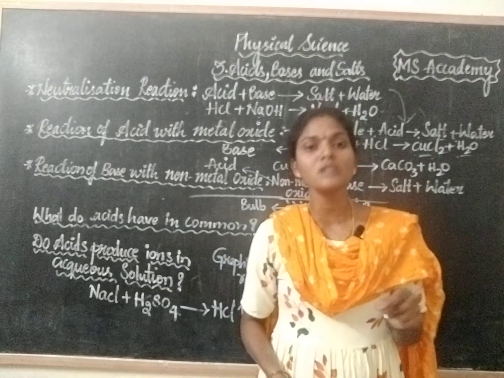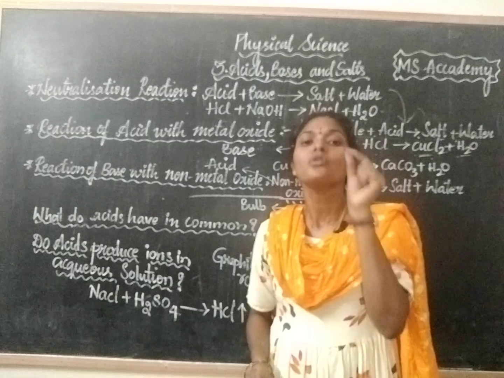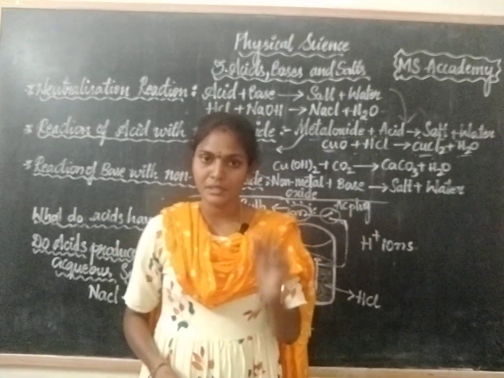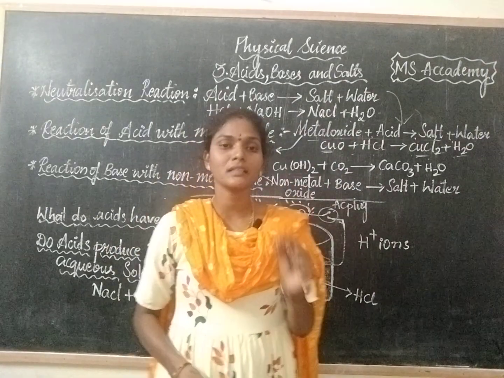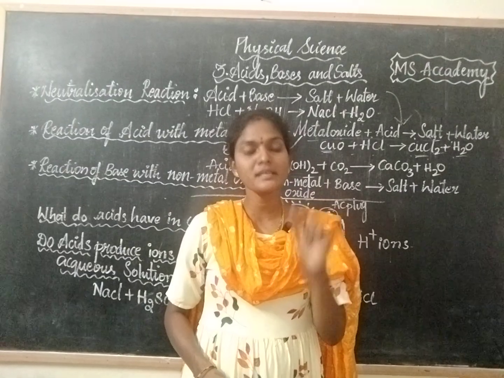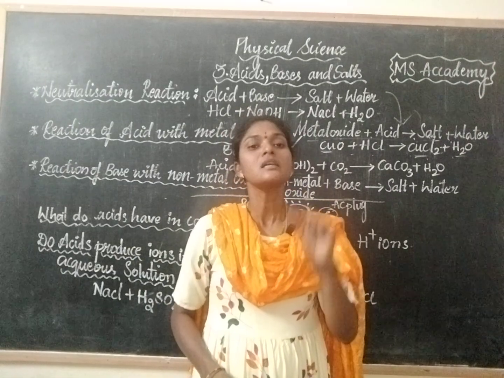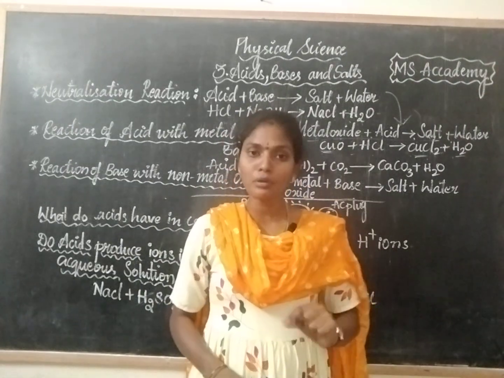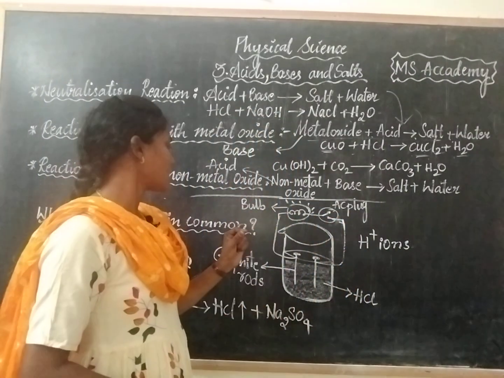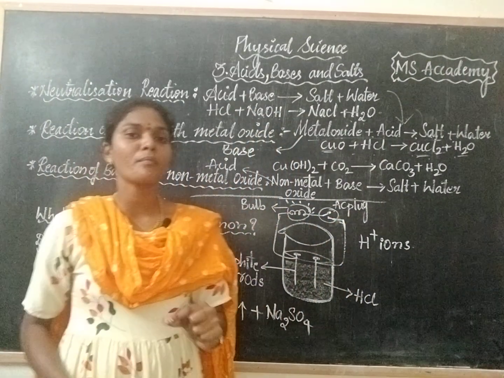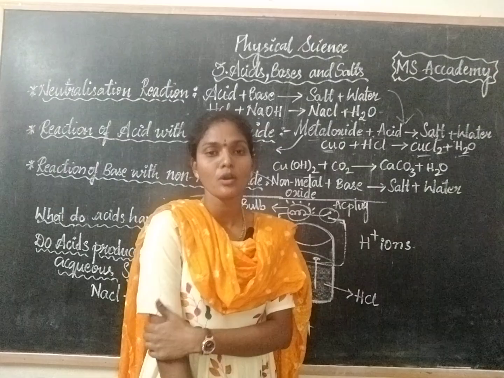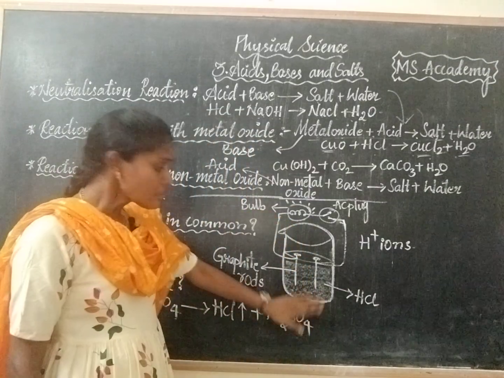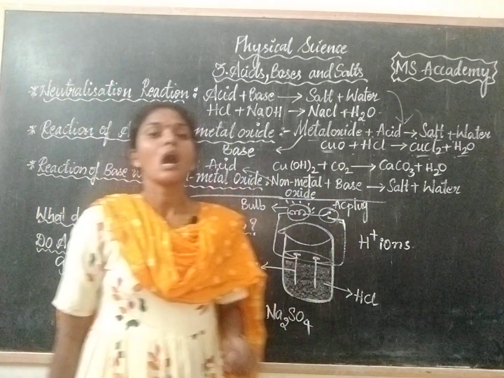These H plus ions help the bulb to glow. They produce electricity. The H plus ions which are present in acids make the bulb glow. Okay. So from this we can say what acids have in common: acids have H plus ions in common. So now, how can the same activity be asked?